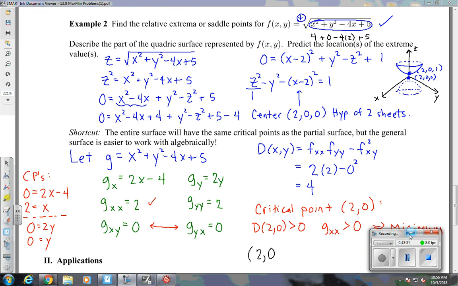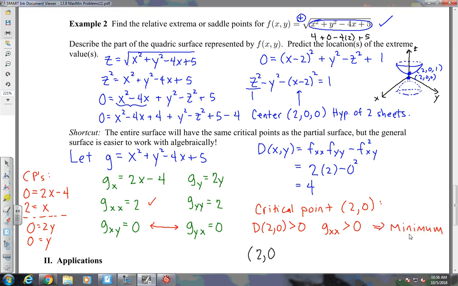Okay, sorry about that. Had to pause. I knew something was wrong. I can't calculate. 4 minus 8 is negative 4. Negative 4 plus 5 is 1, and the square root of 1 is 1. Thank goodness, because remember, we predicted the point 2, 0, 1. So 2, 0, 1 is a relative minimum.